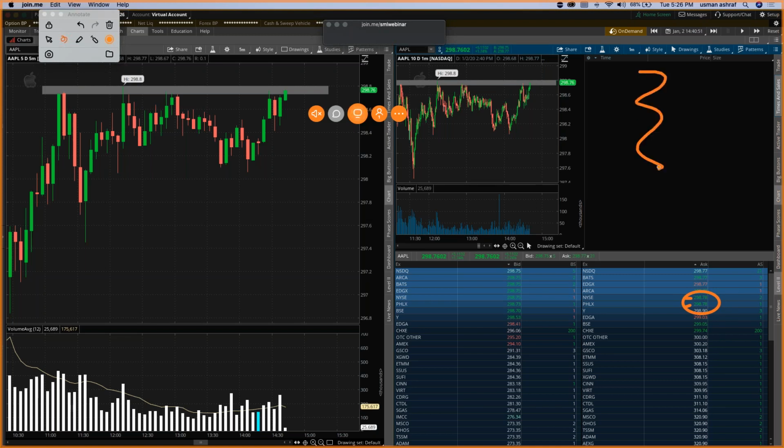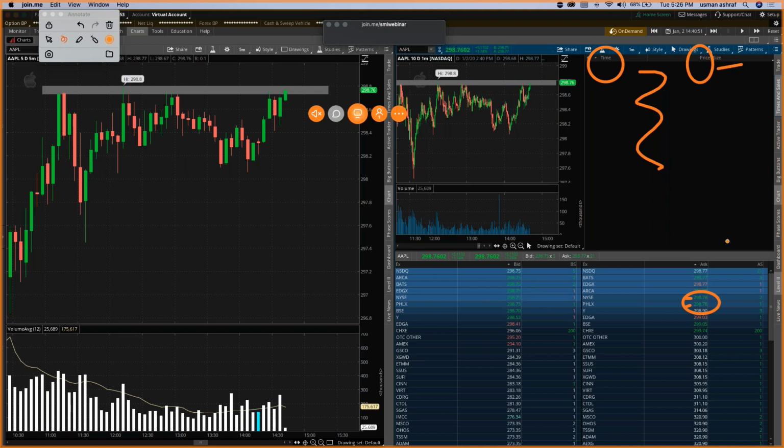Okay, for everyone who's new, time and sales shows us transactions. Please do not get that confused. Time and sales shows us a transaction between two people. It's not someone buying at the ask, someone selling at the bid. That is a completely different thing. It is just telling us the time the transaction happened, the price, and the size.